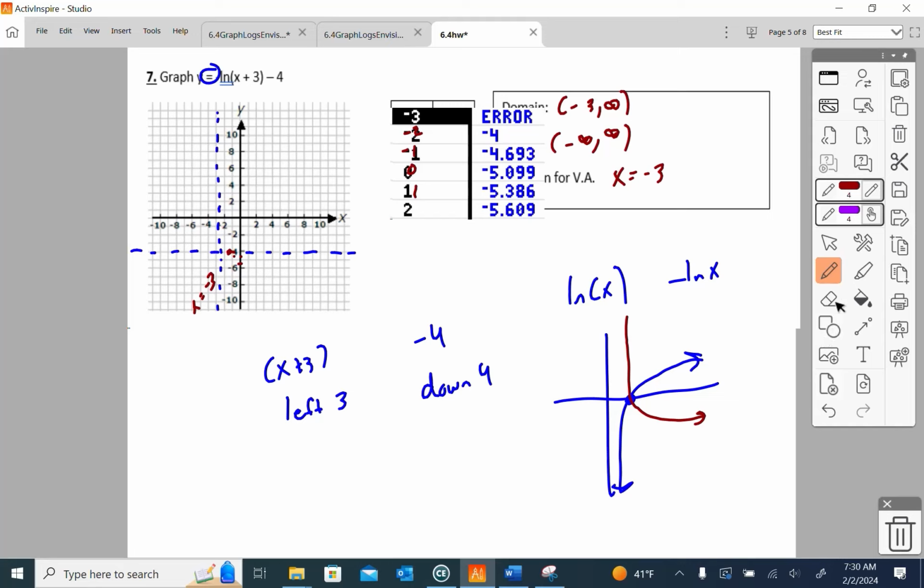Oh, man. I put that in the wrong spot, didn't I? Bummer. I hope you caught that at home. 1, 2, 3. This is my shift. So it was downfall. Having a bad day here. Anyways, -2 was -4. -1 was -4.6. 2 is all the way at almost 6.